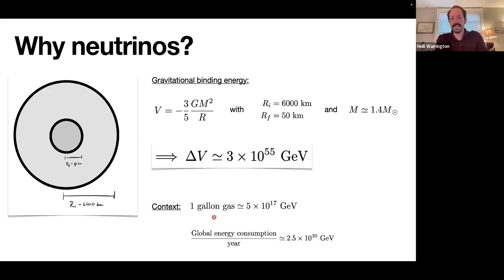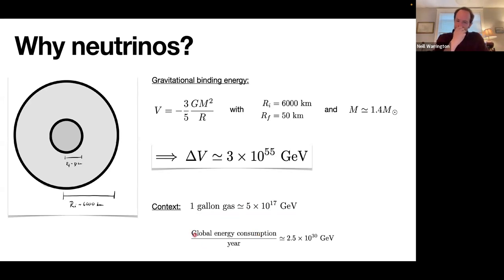So for example, if you burn 1 gallon of gas in your car, what you get out of it is about 10^17 GeV of energy. That's like 38 orders of magnitude between a gallon of gas and the energy released in a core collapse supernova. So 10^38 gallons of gas, roughly. That's a lot of gas. So that's not even sufficient to gather how much energy this is. So I went one step bigger.